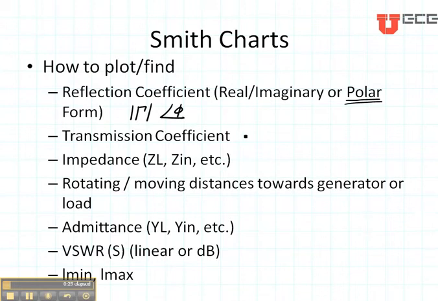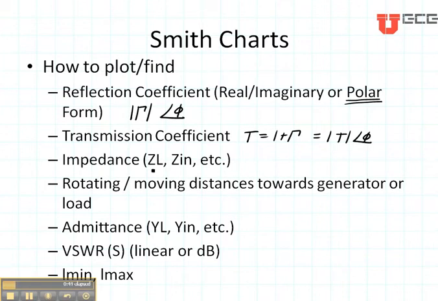The transmission coefficient T is 1 plus the reflection coefficient. That we also look for in polar form, so we get a magnitude and a phase of the transmission coefficient by reading off the correct circles and lines.